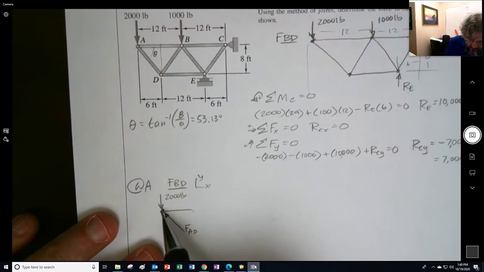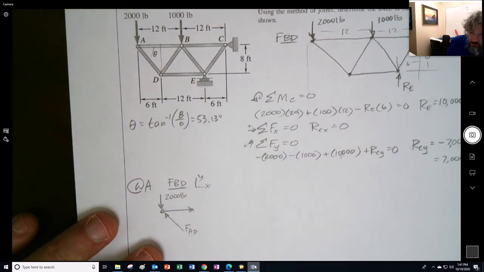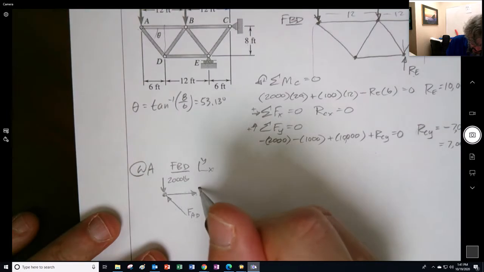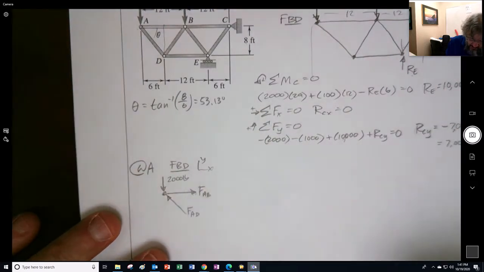And now that we know this direction, this one is the only one that has a horizontal component, and this one does too, right? They both have horizontal components. So if this one's going to the left, this one has to go to the right. That's the only way that these are going to balance. So that's the mindset that we want to have.